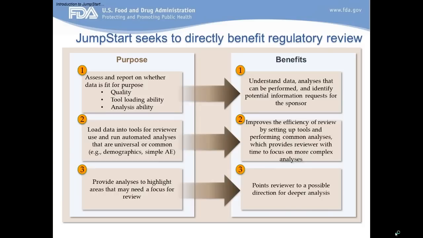So when that review clock really starts, when they get their application and start to review it, they are ready to go because they are certain that they have data of quality in front of them, or if not, they're working out how to get that data. They have the data loaded into tools that they can use.